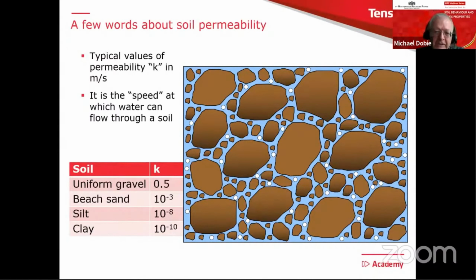And the numbers become incredibly small, to the extent that they're really rather difficult to see their meaning. When I tell you that clay has a permeability of 10 to the minus 10 meters per second, you might say, whoa, that's obviously very small. But I have a way of thinking about this which is a little bit easier.